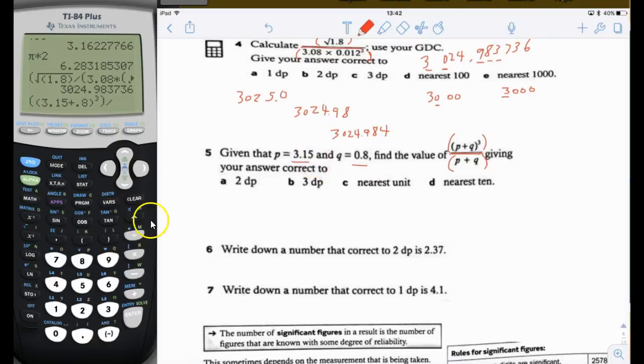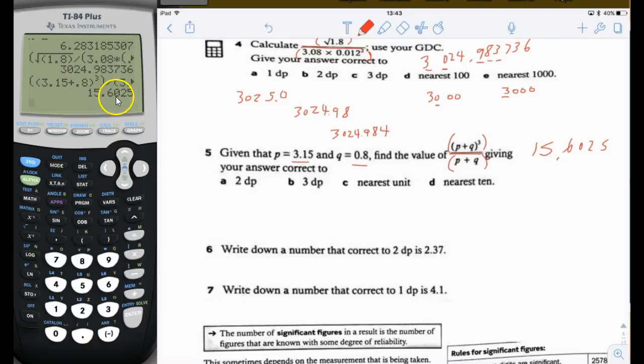Then I'm going to divide the numerator by the denominator. In the denominator, I'm also going to put parentheses around it, and I'm going to have p plus q, 3.15 plus 0.8. Then we're going to do enter, and we're going to have an expression 15.6025. Then, give your answer correct to two decimal places, 15.60.